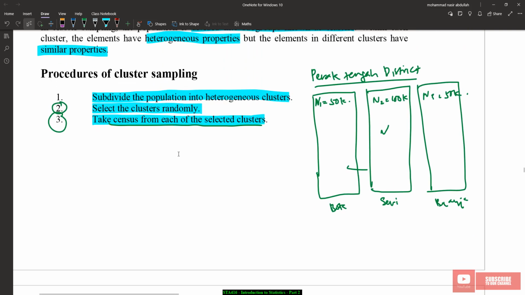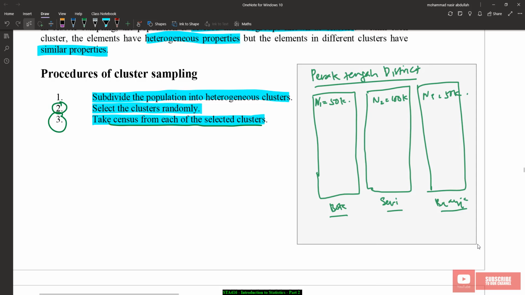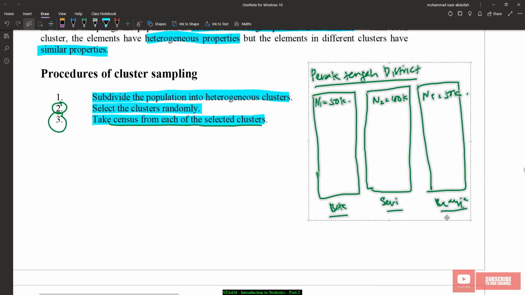census. Now let's say kita nampak balik Perak Tengah district ni example. So dalam Perak Tengah district ni, let's say we divide the population into cluster, let's say into 3 cluster. Listen carefully. So let's say Bota, Sri Iskandar and Belanja contoh, right? This is what I'm trying to say to explain here is about multi-stage sampling techniques. Okay.